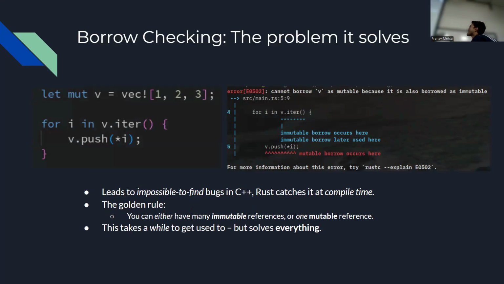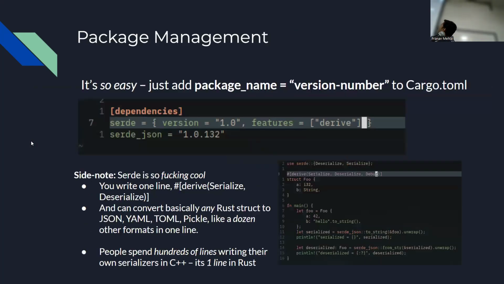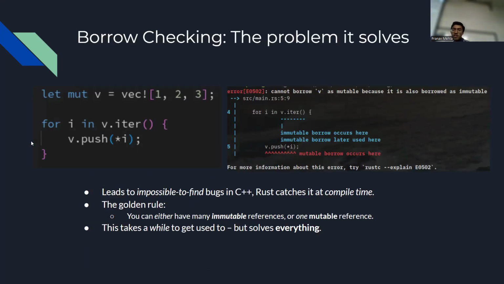Borrow checking is more interesting. Borrow checking is what lets Rust solve all of the memory safety issues in C++ and other similar languages. And the canonical example to look at is, say I have a vector v. One thing you could do is iterate over the vector, and inside of that, you could push to the vector. And you might think this is perfectly reasonable. This looks like okay code that you could write in many languages.